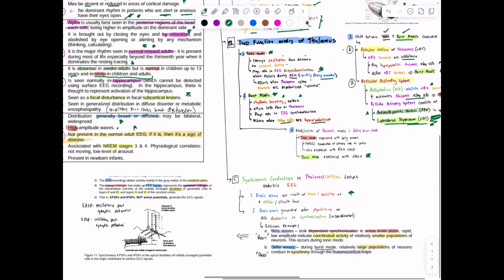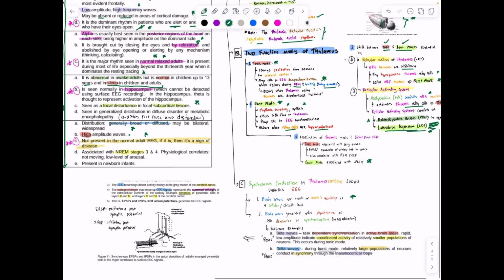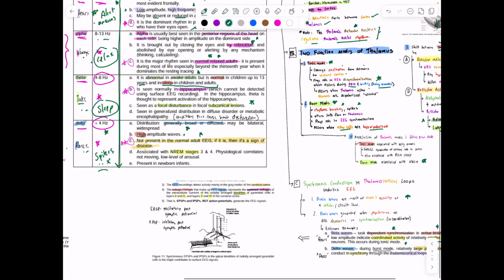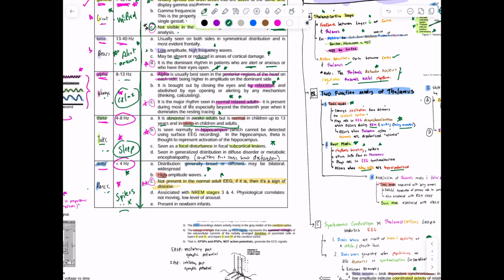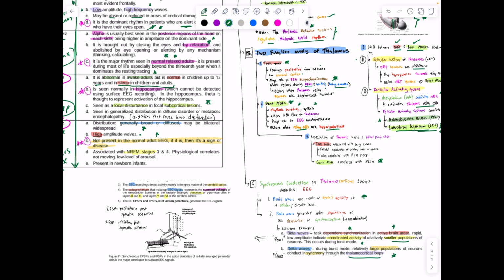That makes sense, hopefully. Brain waves are generated when populations of brain cells depolarize in coordination with each other, in synchronization. The extreme examples of this: beta waves are bear waves, right? You're anxious, you're alert. Task-dependent synchronization in active brain areas, rapid low amplitude, indicates coordinated activity of relatively smaller populations of neurons. This occurs during tonic mode. Delta waves, again, burst mode, is more associated with sleep. So, as we get to alpha, relax, theta, sleep, and delta spikes. Delta is associated with burst mode, relatively large populations of neurons conducting in synchrony through the thalamocortical loops, okay?